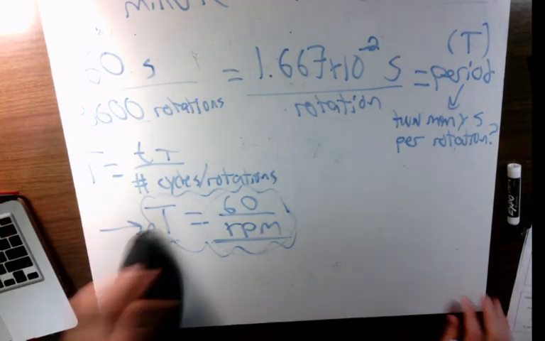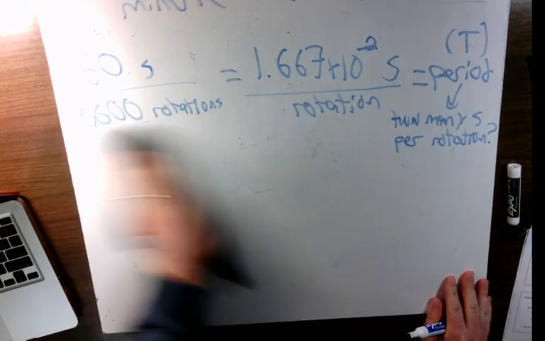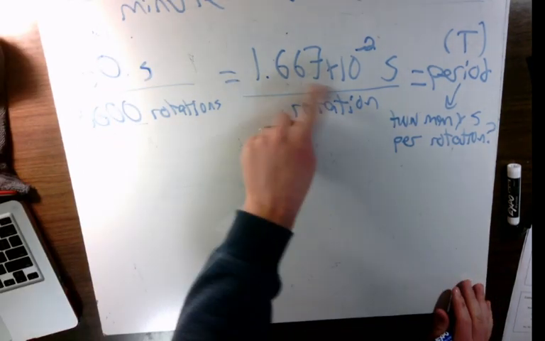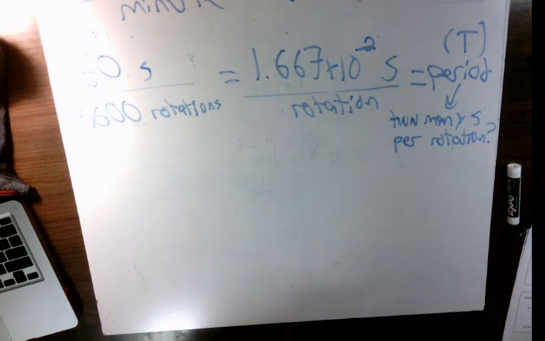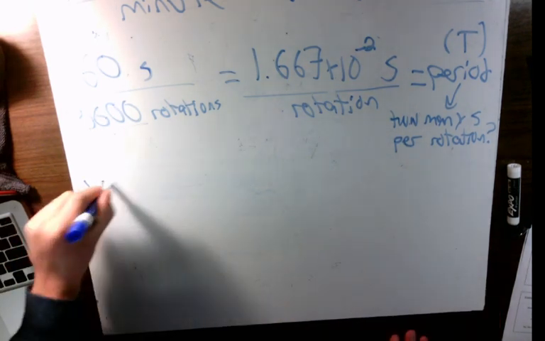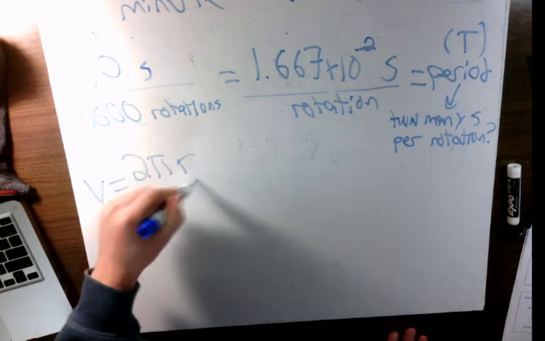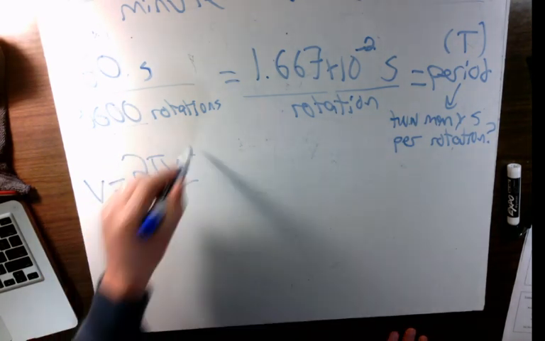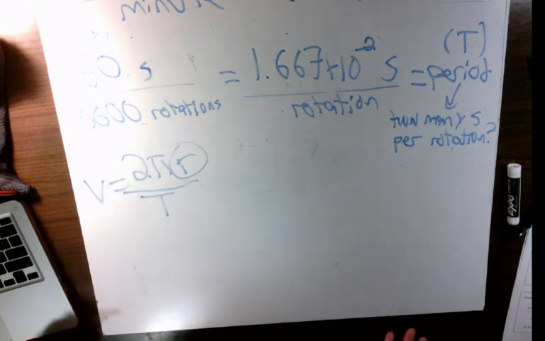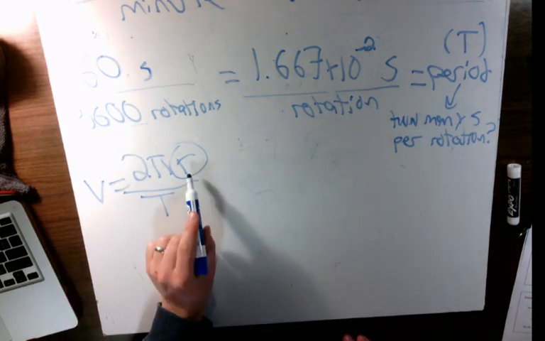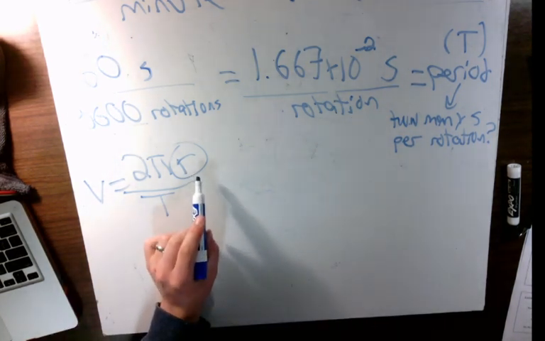We have our period of 1.667 times 10 to the negative 2 seconds. We're going to throw that into our general speed equation, where we're looking for radius. We're actually looking for diameter, but the equation is with radius. We'll have to get diameter later.